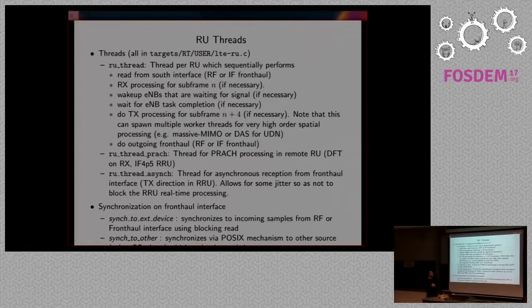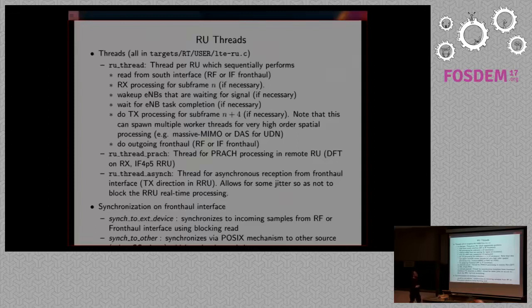So basically, every processing thread does the following. It reads from what's below, the south, whether it's a networked interface or an RF interface. It does the processing for subframe n. It wakes up all of the base station processes that are waiting for it, and waits for them to finish. Then they have all of the information necessary to generate the signal at time n plus 4. And then we send it out at n plus 4. So this is quite simple. That's the way it works.